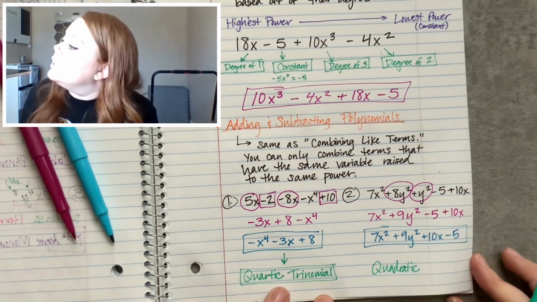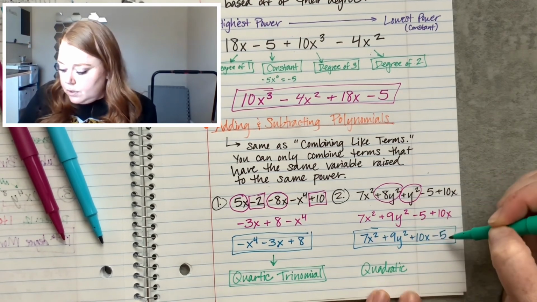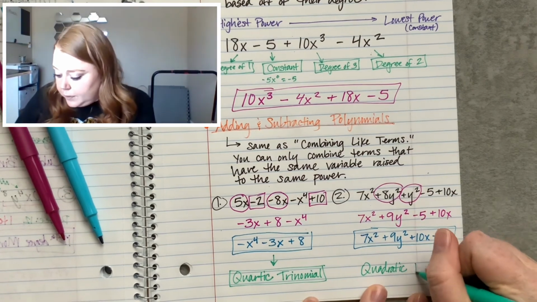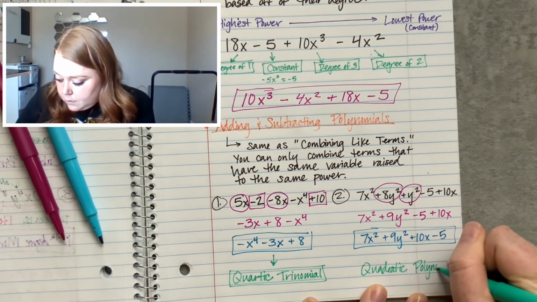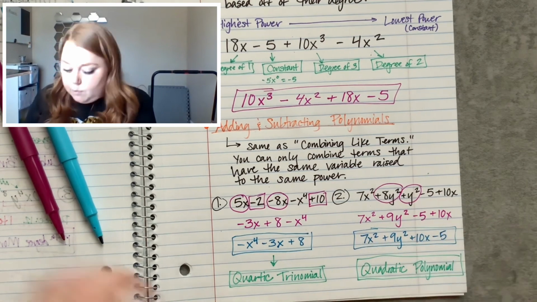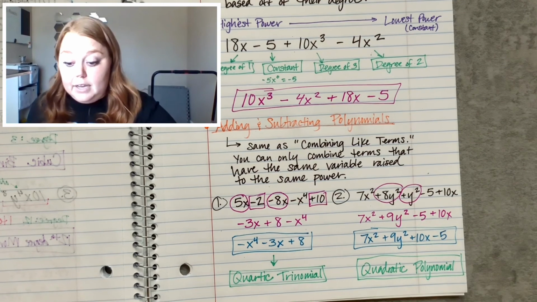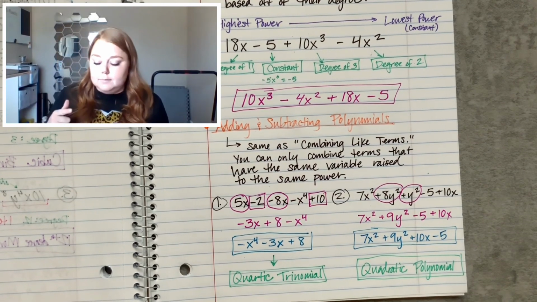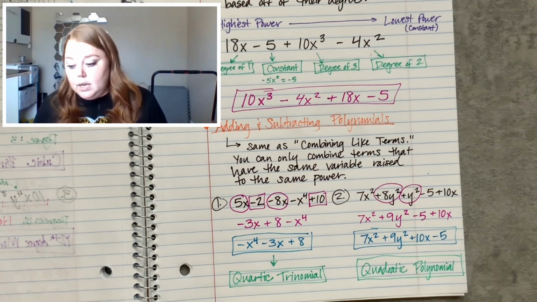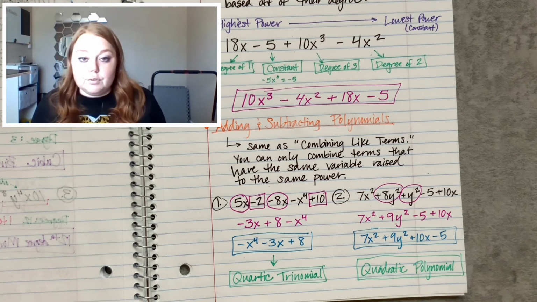Okay, once again, we're getting this from the charts on the previous page. And it has 1, 2, 3, 4 terms. 4 or more terms is just a polynomial. Quadratic polynomial. Okay, so that's going to be it for today. You're going to practice on Delta Math rearranging in standard form because I think that's super important. And then we'll just kind of practice the naming of them throughout this whole unit.